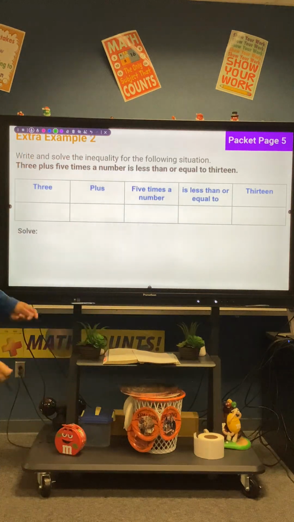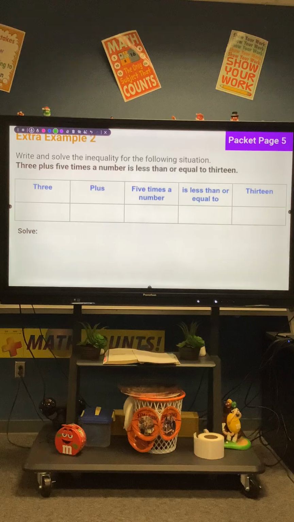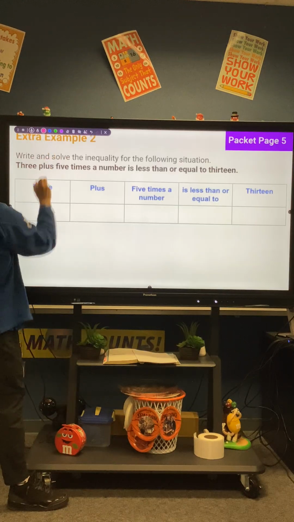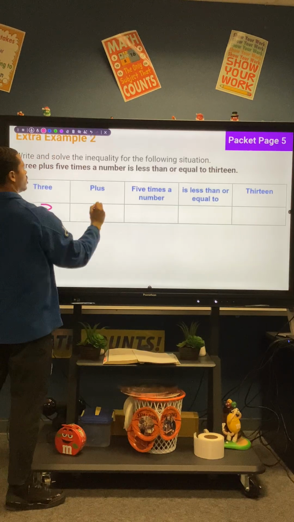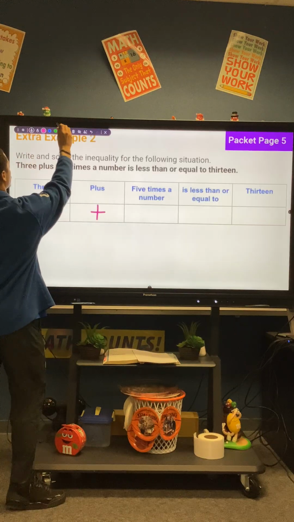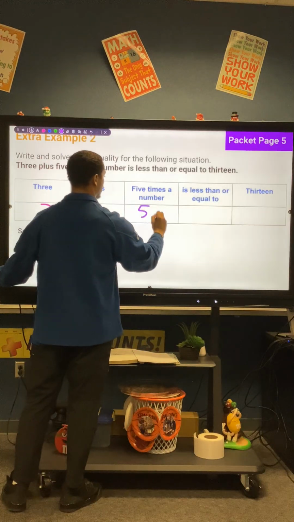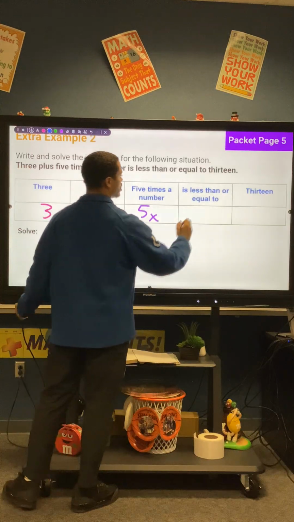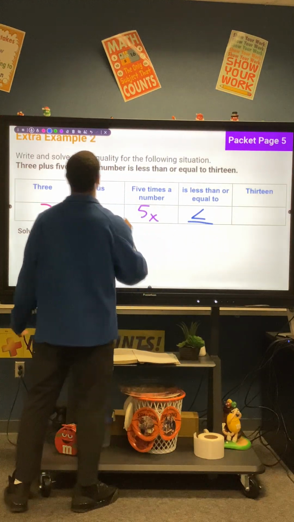We're going to solve the inequality for the following situation. 3 plus 5 times a number is less than or equal to 13. So they want us to literally write 3 plus 5 times a number, which is going to be x, is less than or equal to 13.